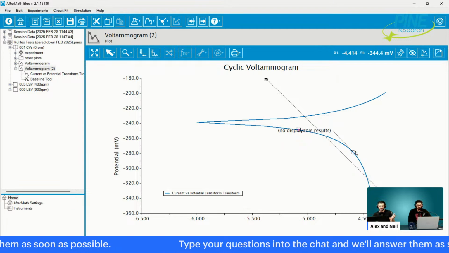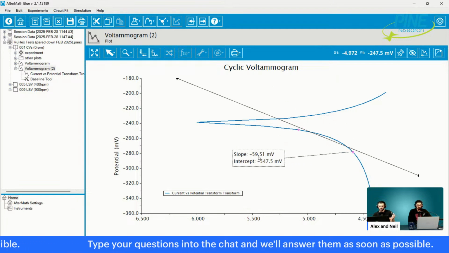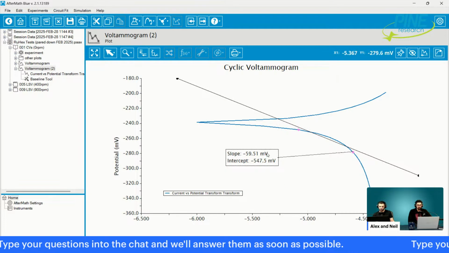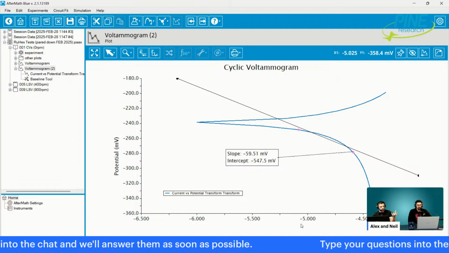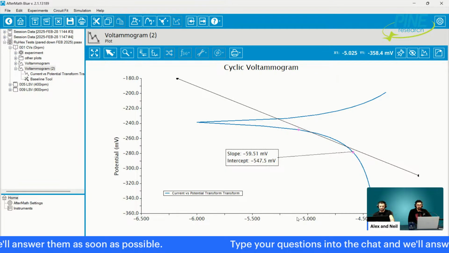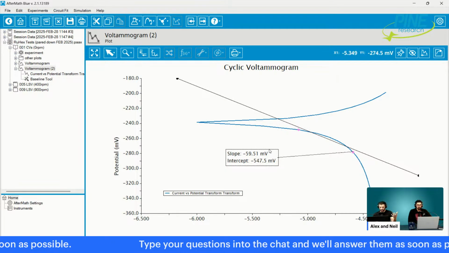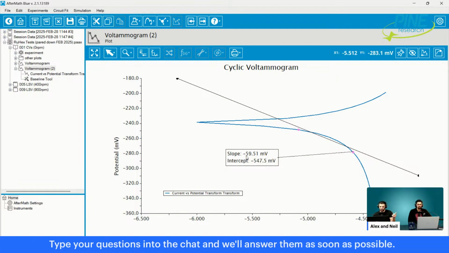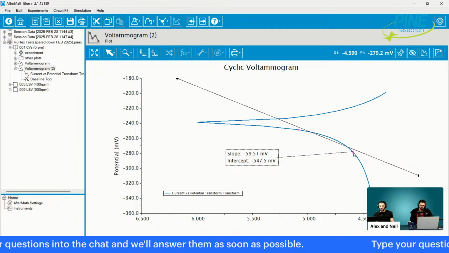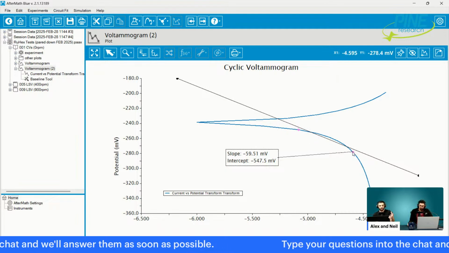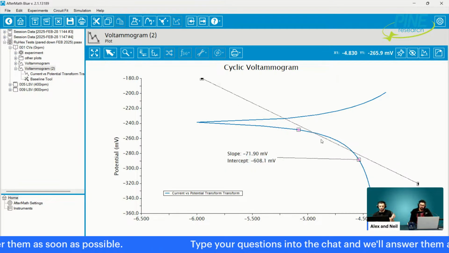But really all we're doing now is getting a slope. And forget about the units. It's millivolts per decade because the logarithm of current is a unitless quantity. So we say decades of current, but it's technically unitless. So it's millivolts per decade. Now, this is the Tafel plot, and this slope is the Tafel slope.